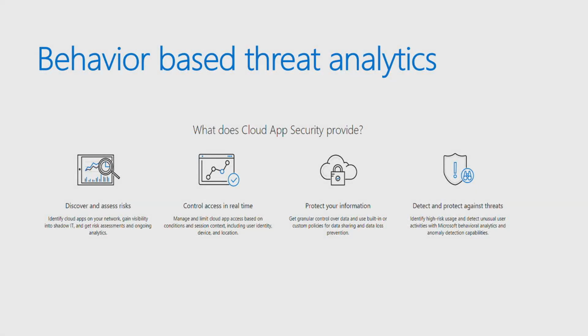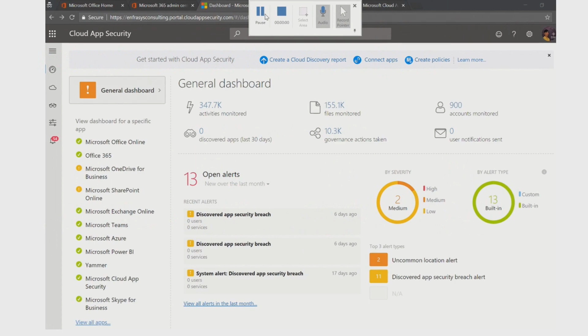Next, let's take a look at the demo on Cloud App Security. Let's get started. Here is the Cloud App Security portal. From here you can see that it is a monitoring portal. Here are the cloud applications that I'm monitoring: Microsoft Office Online, Office 365, and all those Office 365 cloud applications. From here you can see how many activities, files, and accounts are being monitored.